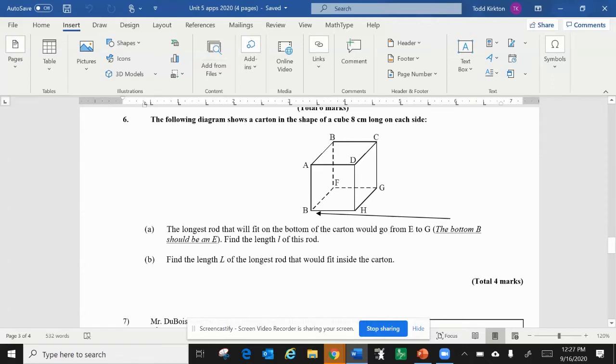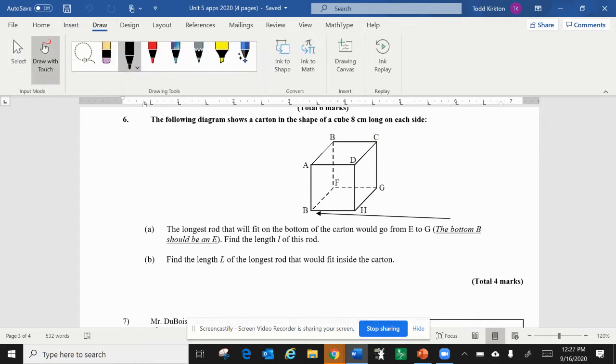This video is going to be for problems 6 and 7 on your unit review for the Unit 2 test. So first of all, this problem should have been an E right here. You maybe figured that out. It's a cube that is 8 centimeters long on each side. And this is a pretty common IB question.